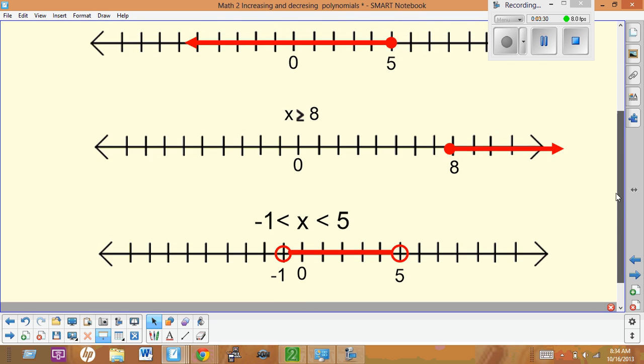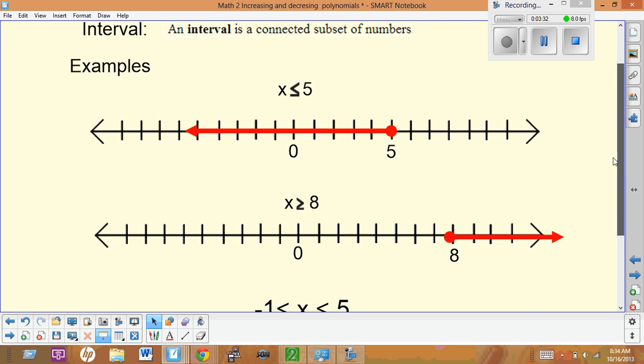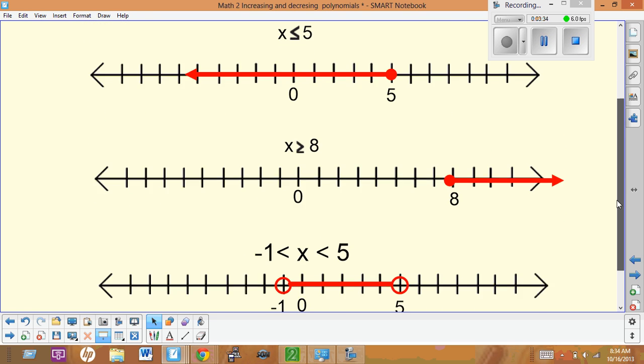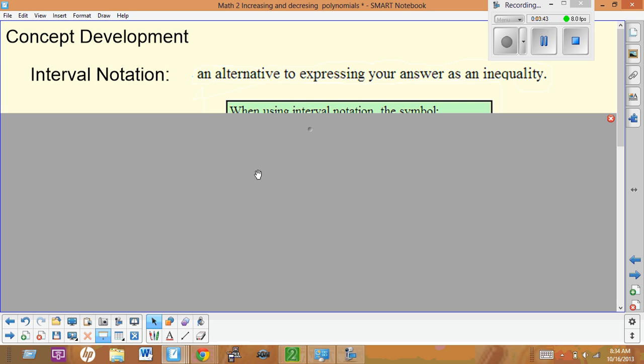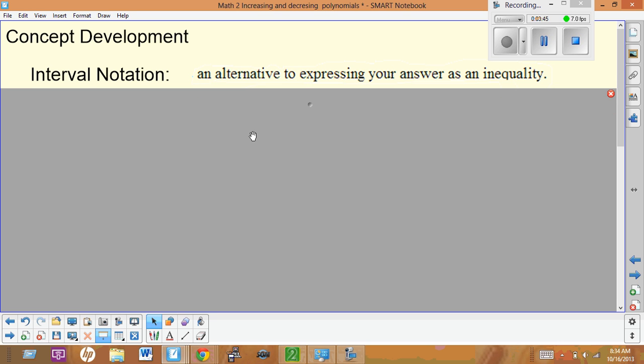So this is just a quick review of what an interval is, and I'm pretty sure that you've seen these examples before, something similar. So let's take a look at what they look like in interval notation. Okay, so we're going to do the same ones. Oh, well, sorry, let's discuss what interval notation is. It's an alternative to expressing your answers as an inequality, and that's all interval notation is.